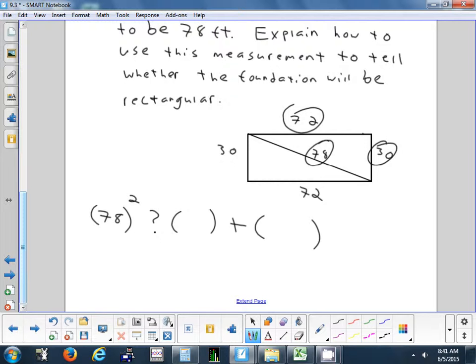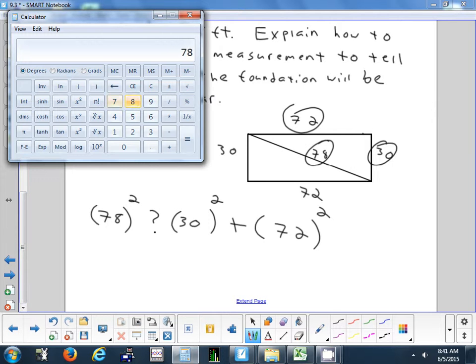And then what's going to go in these two? 30 in the first one. And 72. Anything else on the right-hand side? Squared. Yep, each one of these is squared. Okay, so let's see what happens when we do it out.